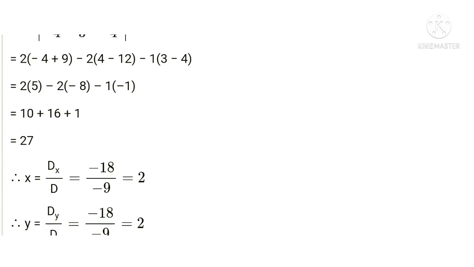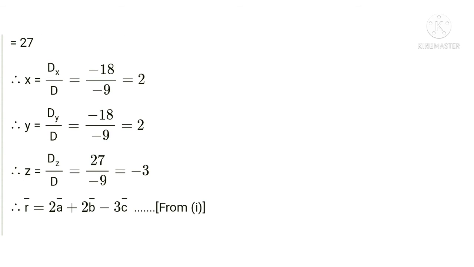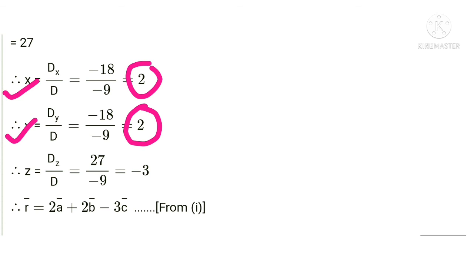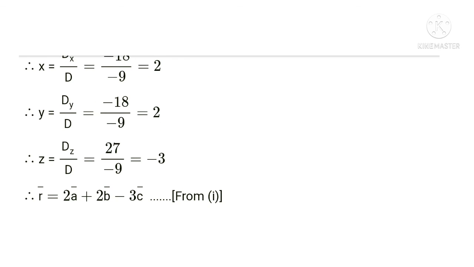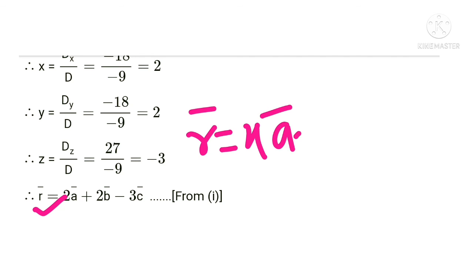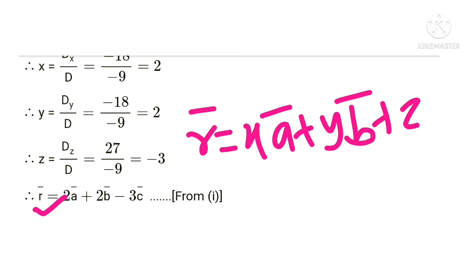Now by Cramer's rule, you write x is equal to Dx upon D. Put the values, you get x is equal to 2. y is equal to Dy upon D, we get y is equal to 2. And z is equal to Dz upon D, we get z is equal to minus 3. Lastly, you write R bar is equal to x A bar plus y B bar plus z C bar, which means 2 A bar plus 2 B bar minus 3 C bar. This is the final answer.